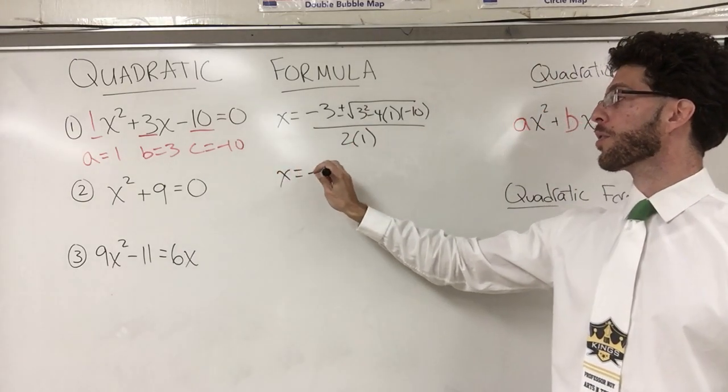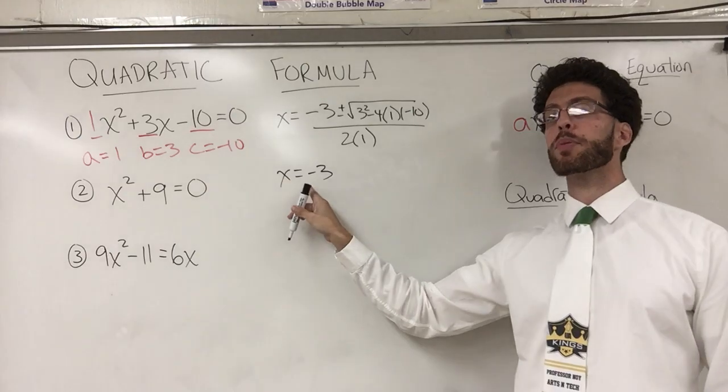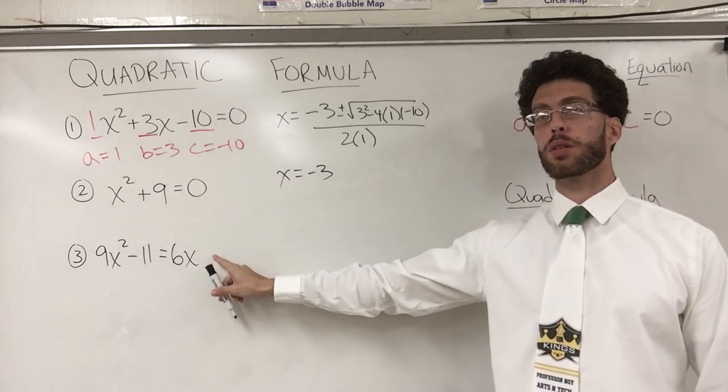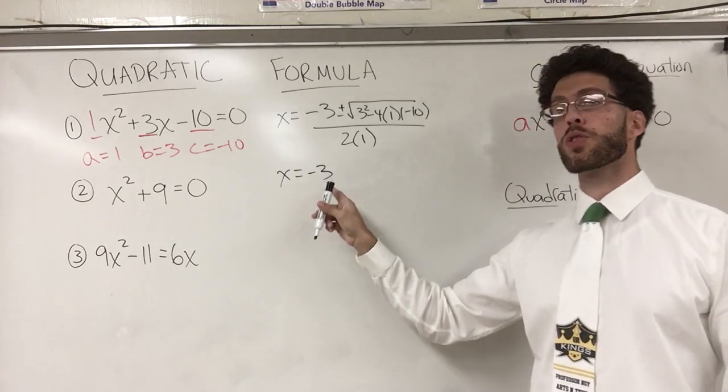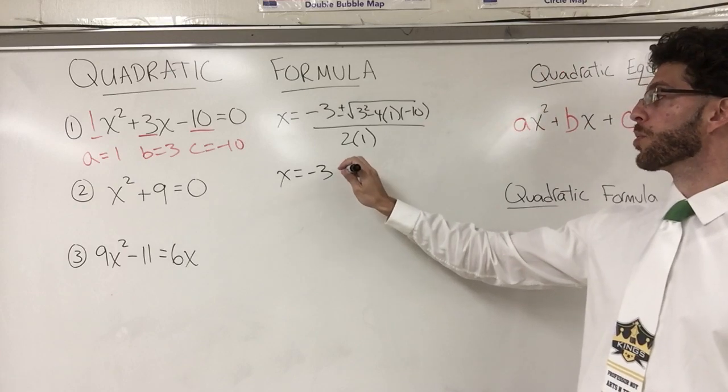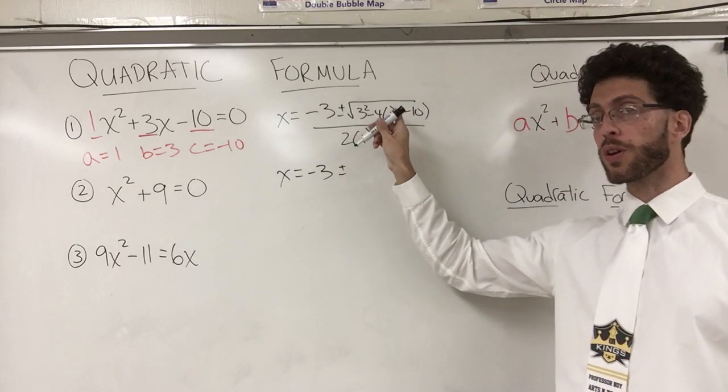So let's see, negative 3. Some people don't say the word negative, they say opposite of 3, and you'll see why in a minute. You'll see why in number 3, I believe. Because what if b was already negative? It becomes positive, so opposite. Negative 3 plus or minus, because the square root could be positive or negative.